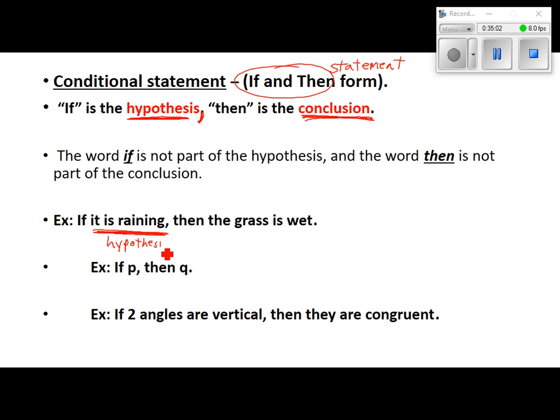That's the hypothesis. What's the conclusion? The grass is wet. That's your conclusion. The "if" stays as the first part. It's not actually part of the hypothesis, it's just what shows you where the hypothesis is. The "then" shows you where the conclusion is.